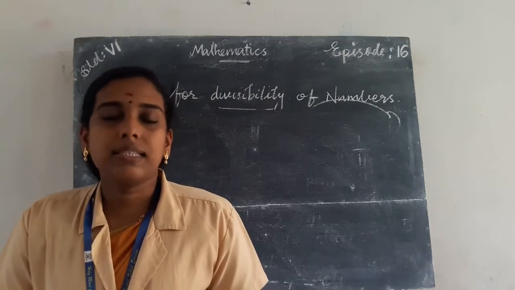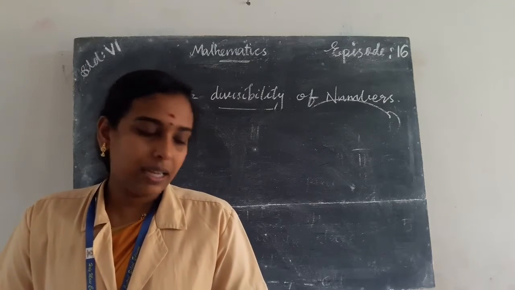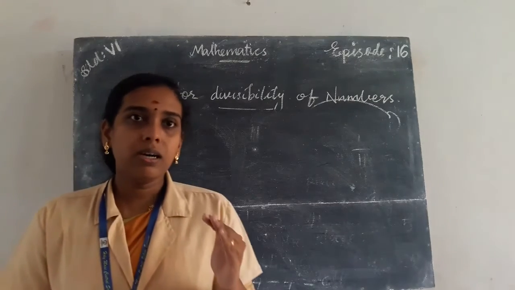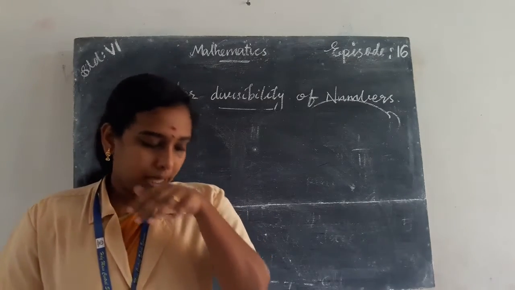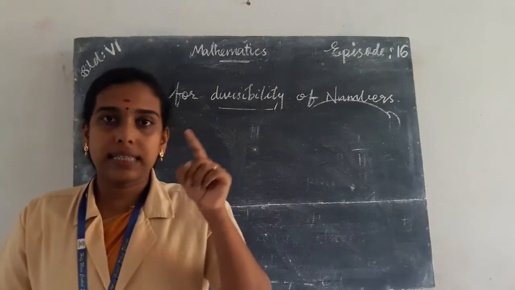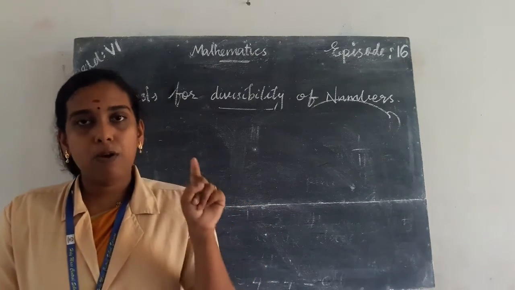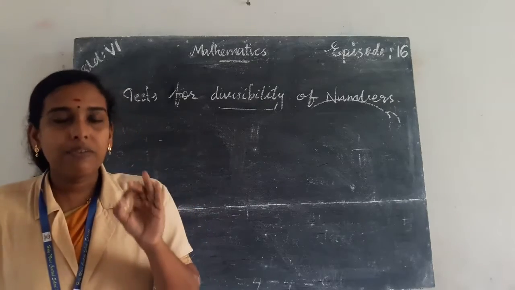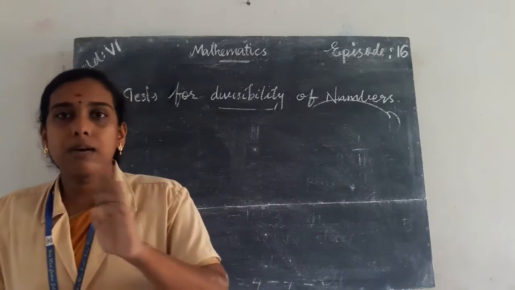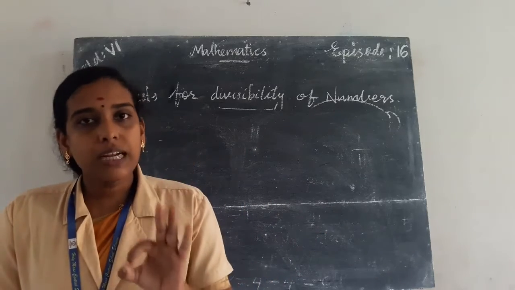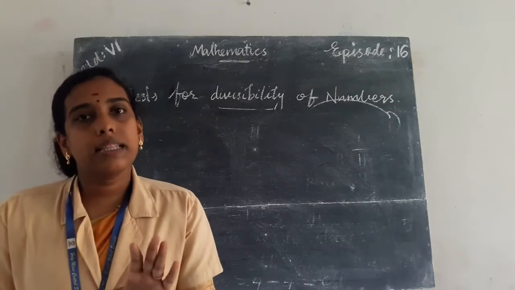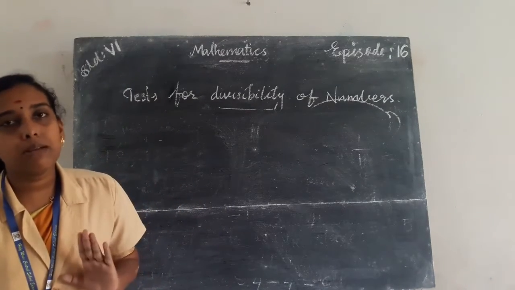And the last one is divisibility by 11. To check the divisibility of a number by 11, we apply the rule of first finding the sum of the digits at odd places and the sum of the digits at even places. Then we take the difference between them. If the difference is 0 or divisible by 11, then we can say that the whole number is divisible by 11.